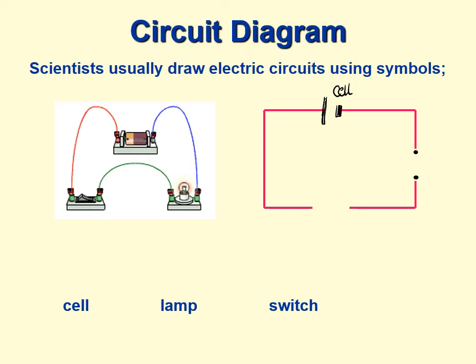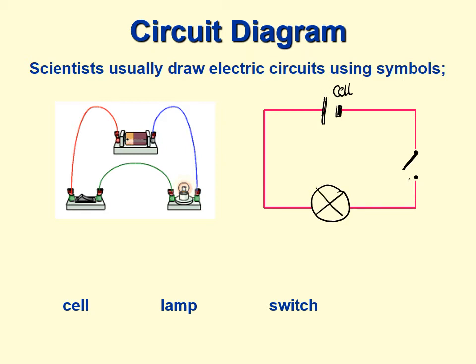Okay, and a switch would look like this. We can see it's open just now, and we know it can also close over to complete the circuit. And a lamp would look like this.